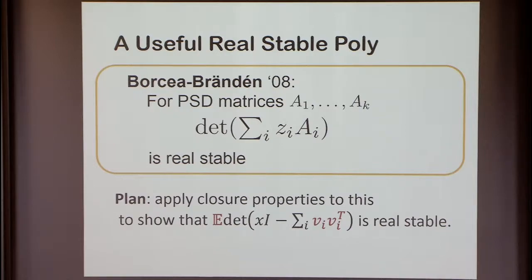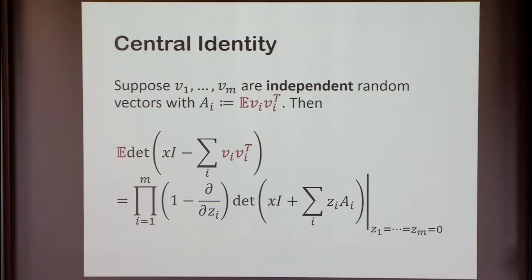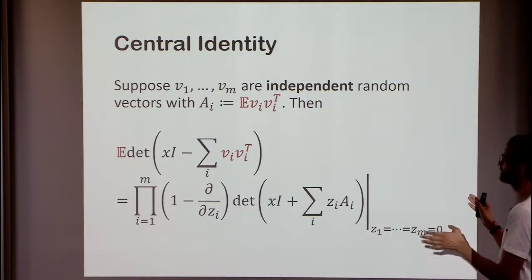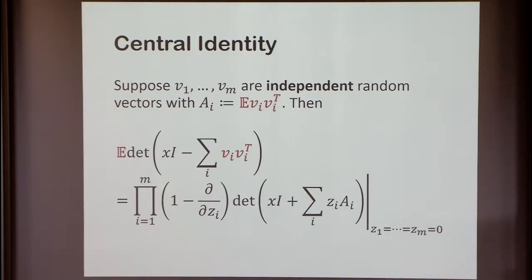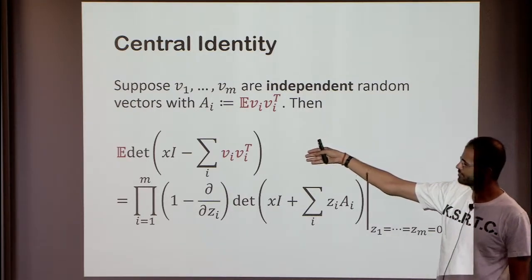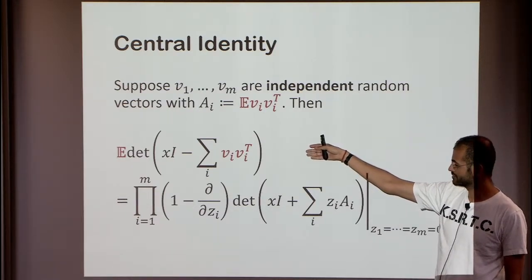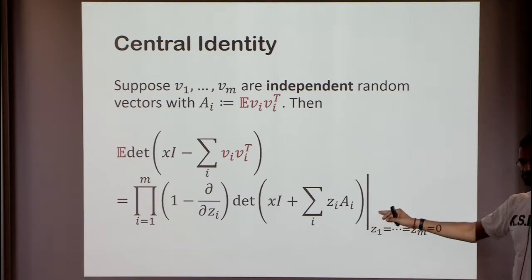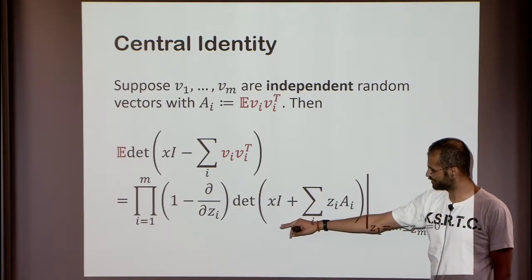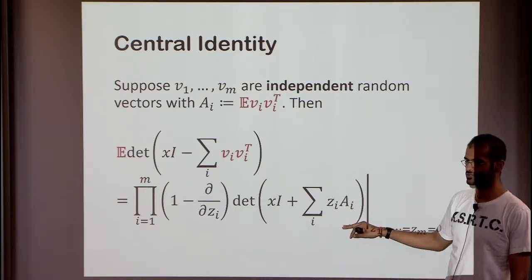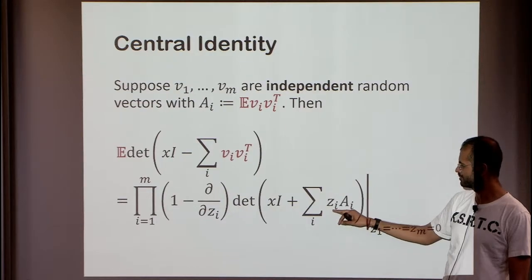So the proof comes down to a formula, an identity, which is this. The whole proof is this identity. The identity says that suppose you have V1 through Vm independent random vectors, and their covariance matrices are Ai. Then the expected characteristic polynomial of the sum of ViVi transpose is equal to this. So what is this? There's some sort of multivariate characteristic polynomial. It's a determinant of xI plus some zi.